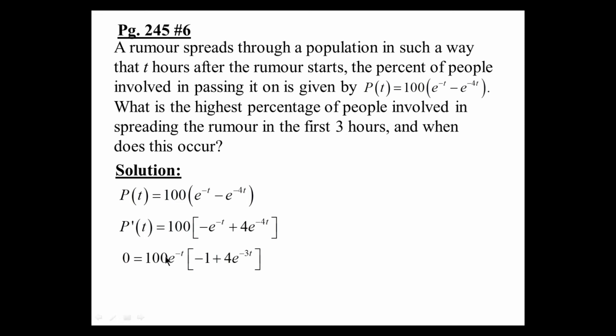So now we have to set each factor equal to 0. Now 100 is never equal to 0. We can ignore that. E to the negative t is never ever 0. It doesn't matter what you sub in, e to that exponent cannot be 0. So we have to set this factor equal to 0 to find our critical number.